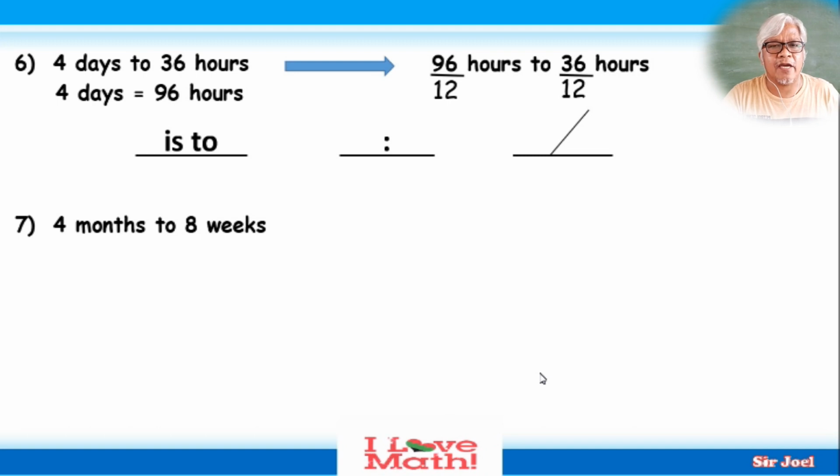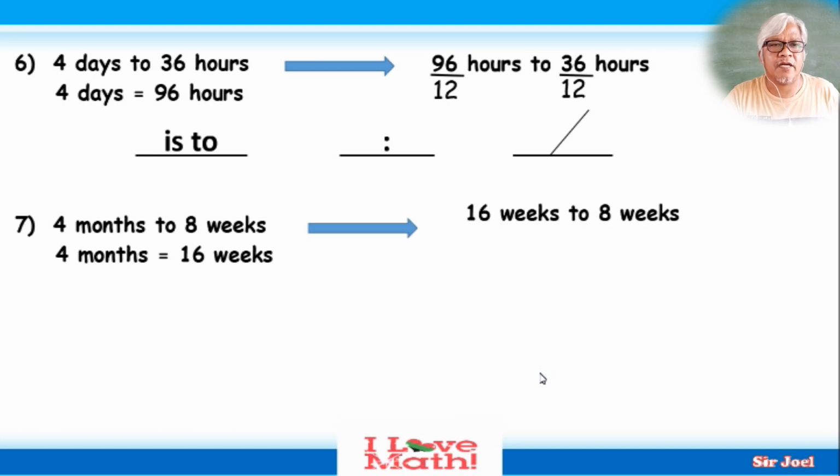4 months to 8 weeks. Months, weeks, magkaiba. Meaning, mag-convert muna ulit tayo. 4 months is equivalent to 16 weeks. Bakit naging 16 weeks? In a month, meron tayong 4 weeks. 4 times 4 equals 16. Now, from the problem, magiging na siyang 16 weeks to 8 weeks. So, instead of 4 months, we'll be using 16 weeks.